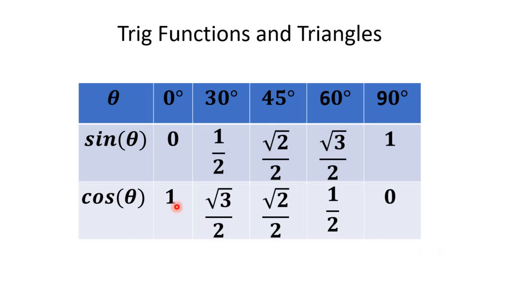And then to find the tangent, you simply divide the sine by the cosine. So for instance, the tangent of 0 degrees is 0 divided by 1, which is 0. The tangent of 30 degrees is 1/2 divided by the square root of 3 over 2, which is the square root of 3 over 3. The tangent of 45 degrees is the square root of 2 over 2 over the square root of 2 over 2, which is 1, and so forth. So to find the tangent, you can simply divide the sine by the cosine.